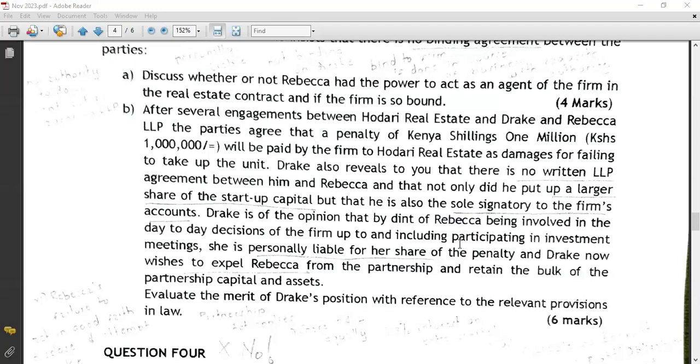On the second thing, on expelling Rebecca, he will not be able to do that because an LLP requires that there are two parties. So he would have to first seek another person to take on Rebecca's position and then retain the LLP. They can change partners. So he can request that Rebecca resigns and then another one comes in immediately, at the same time, for it to remain.